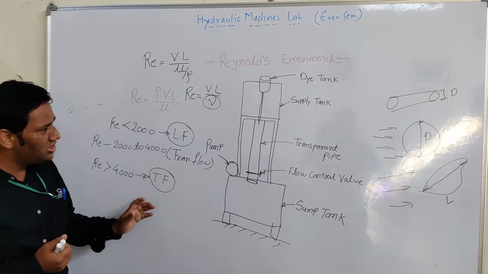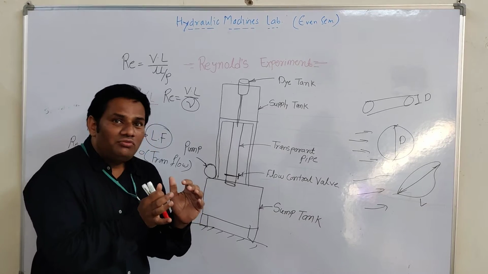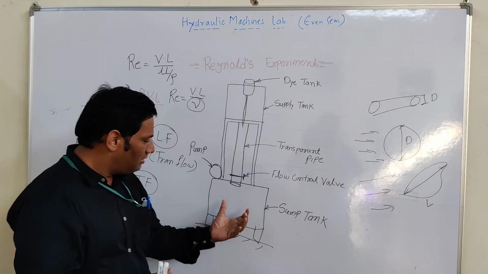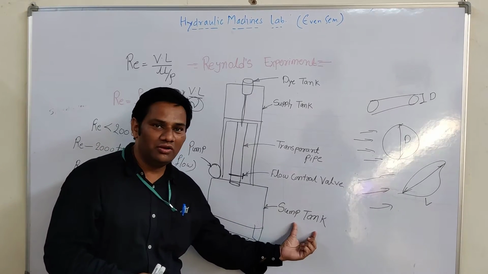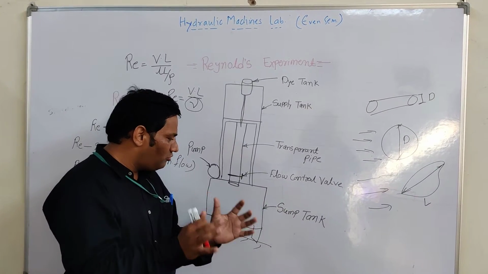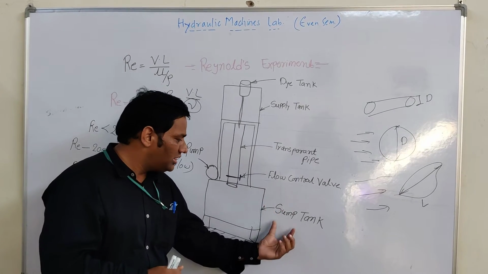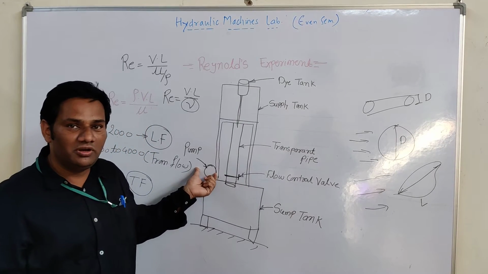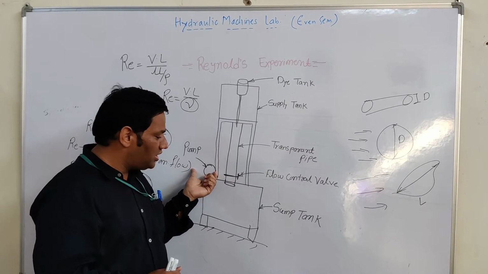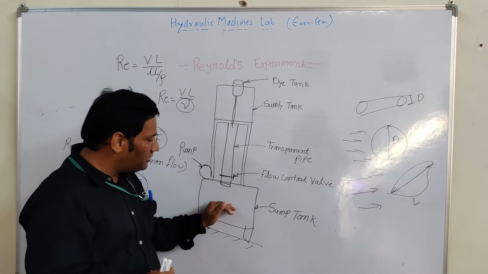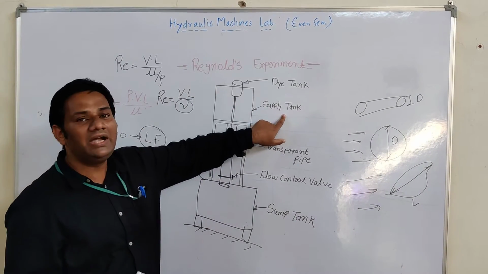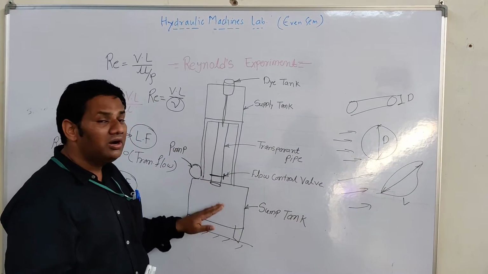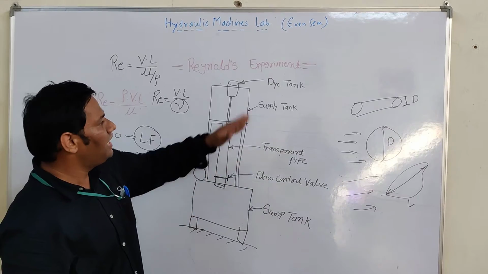Initially, we require one main source of water. In this practical, that source is called the sump tank, which has some water present in it. After that we have a centrifugal pump here. What is the use of the centrifugal pump? To transfer the water from this sump tank to the supply tank. The centrifugal pump is used for transferring the water from the sump tank to the supply tank.